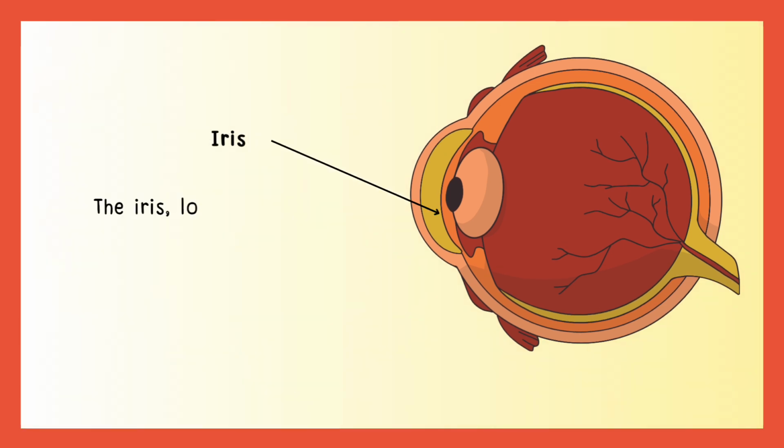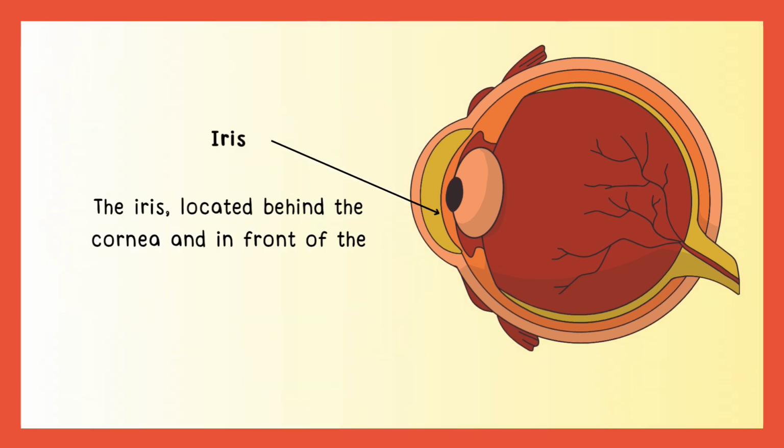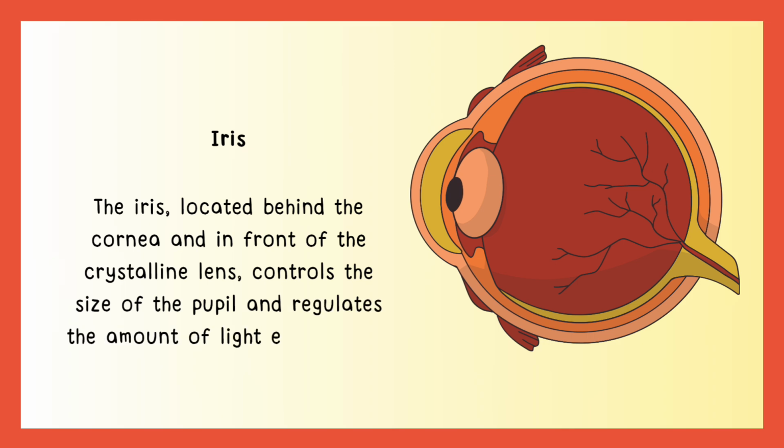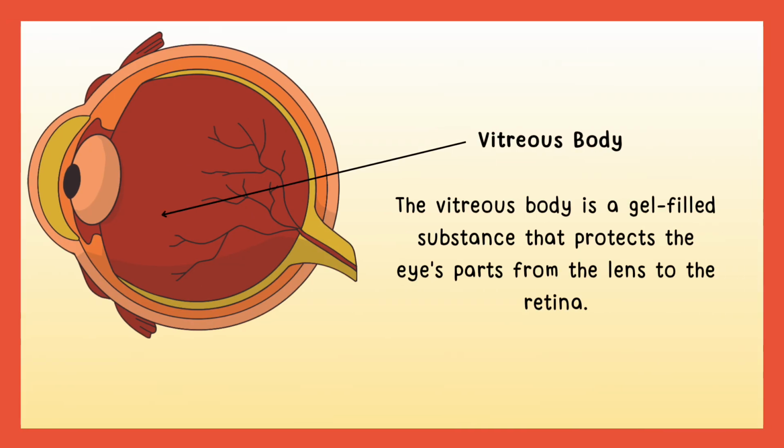The iris, located behind the cornea and in front of the crystalline lens, controls the size of the pupil and regulates the amount of light entering the eye. The vitreous body is a gel-filled substance that protects the eye's parts from the lens to the retina.